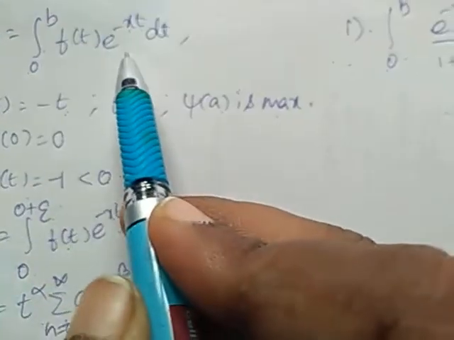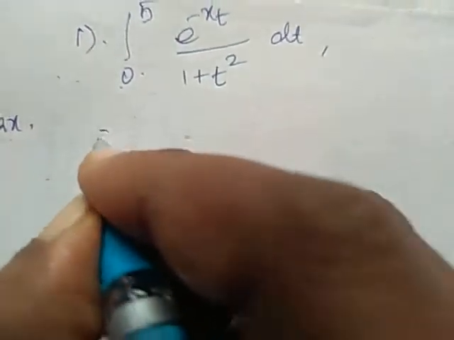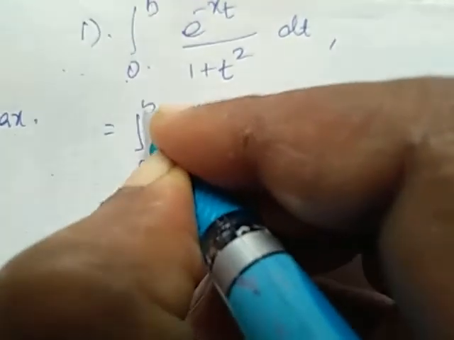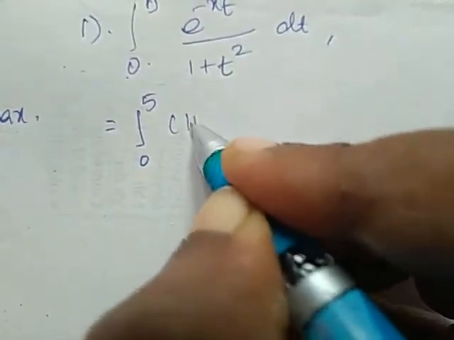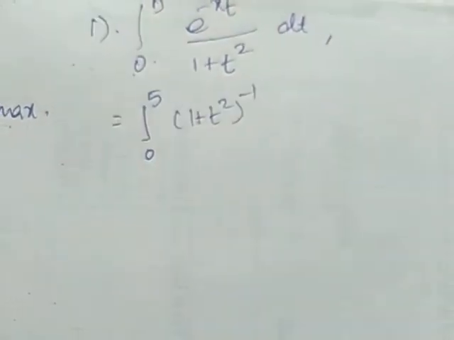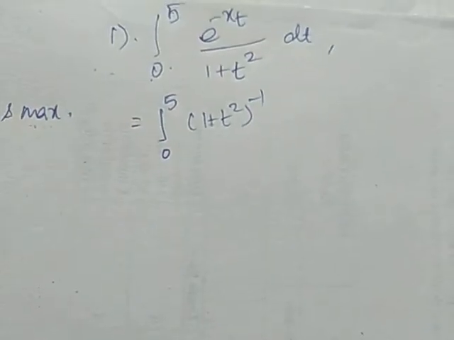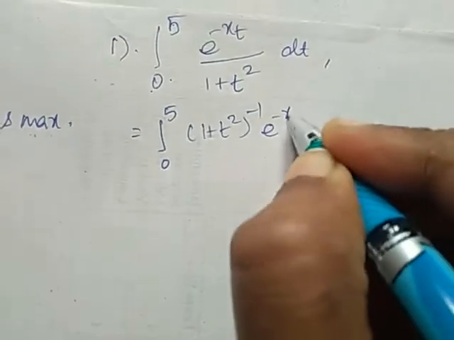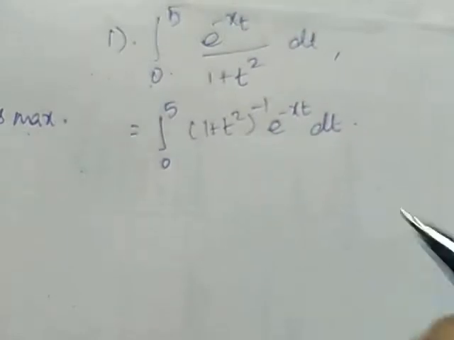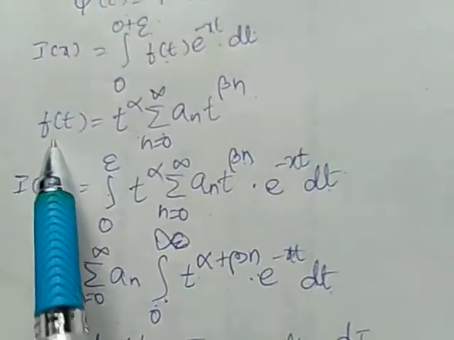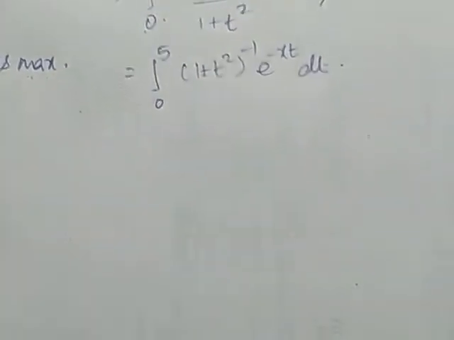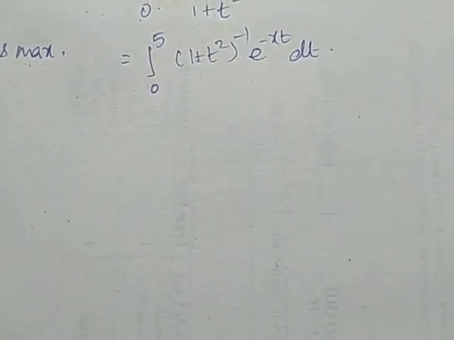Now it should be of the form f of t into e power minus xt. So this integral we can write as 0 to 5, (1 plus t square) inverse, or 1 by (1 plus t square), is f of t, e power minus xt dt. We have to write f of t in terms of summation, right?